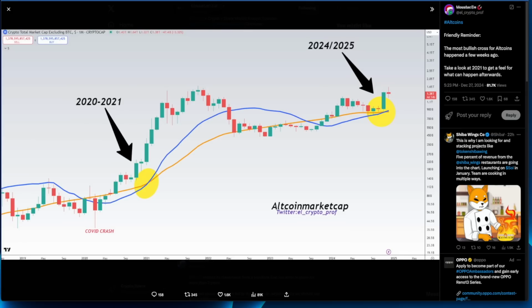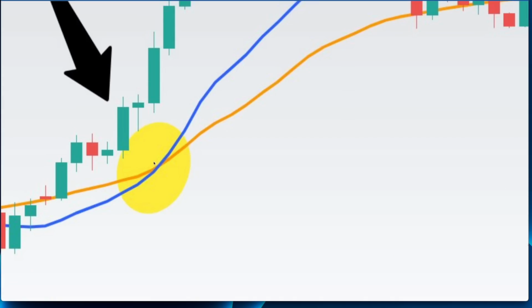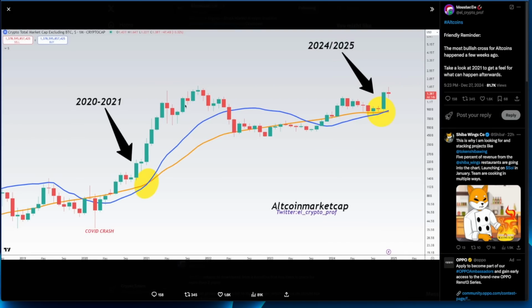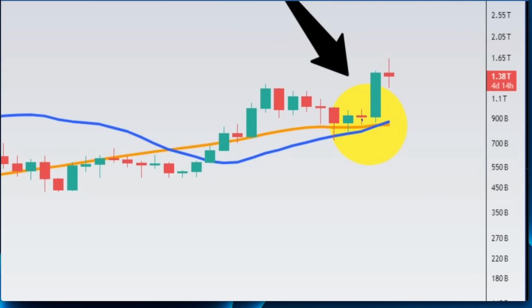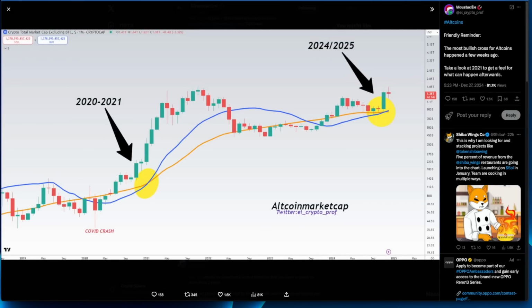But anyways, we've got Mr. Prof pointing this out. Remember, this is a macro chart, and this is total crypto market cap excluding BTC on a monthly. El Crypto Prof is saying that the most bullish cross for altcoins happened a few weeks ago, and to take a look at 2021 to get a feel for what can happen afterwards. Let's have a look. We had this cross, meaning that the blue line went above the orange one, and after that we saw a huge parabolic cycle for altcoins. This is where we are at the moment. So we could truly be at the verge of something really big.